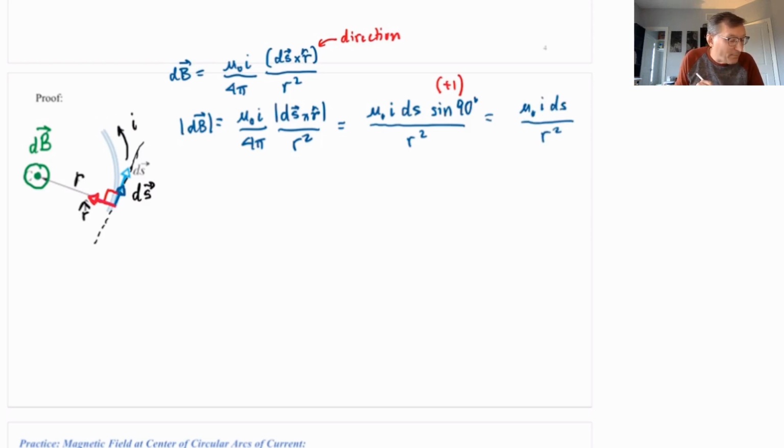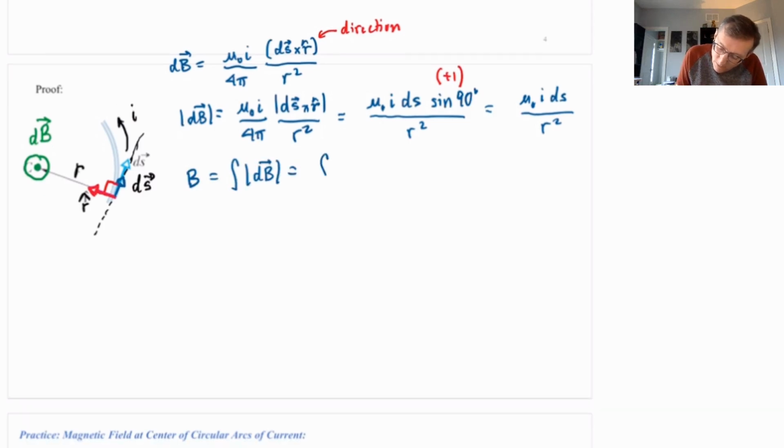So now all I do is add up all the dBs to get the net B at point C. So that's the integral of mu 0 I ds over r squared. Now let me talk just a little bit more about that ds. There's a blown up region of the wire. And the ds is a little arc length along the wire.